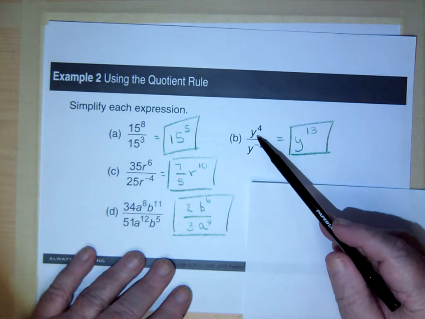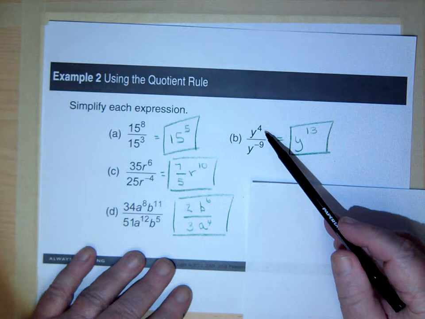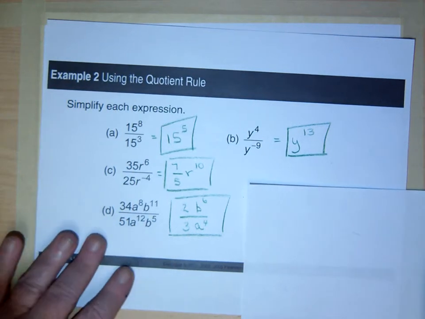And here I have y to the same base, y. So what I'm going to do is 4 minus a minus 9 is 13.